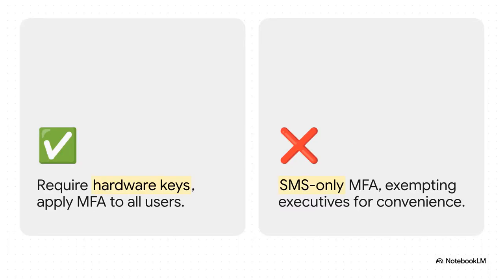Let's get very practical about multi-factor authentication for a minute. The standard requires robust MFA, ideally using physical hardware keys, applied to every single user. The guide warns strictly against SMS-only MFA, which is incredibly easily intercepted these days. But more importantly, it highlights a massive security flaw you have to avoid: exempting executives for the sake of convenience. An attacker loves nothing more than a highly privileged executive account with no MFA. There can be 0 exceptions here.